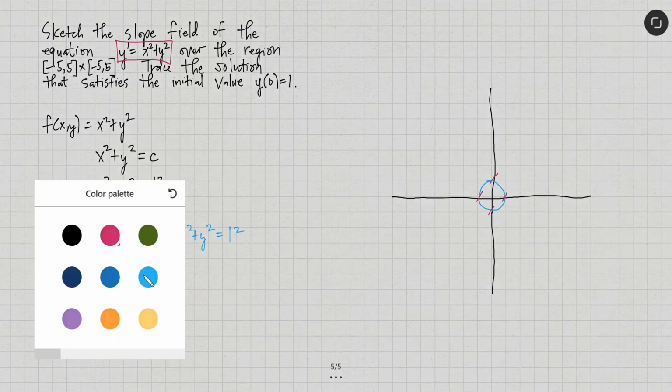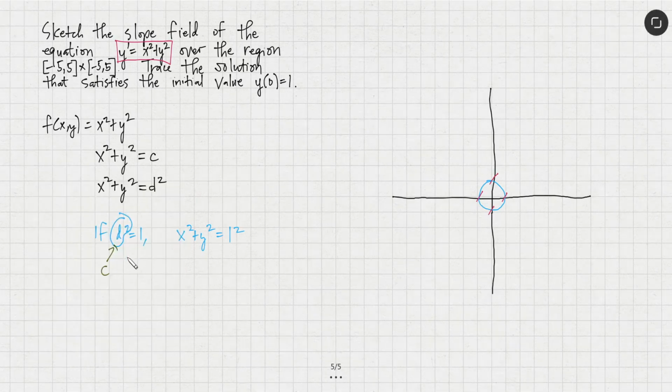Now, let's try d squared equals 4. So, if d squared equals 4, we will have x squared plus y squared, which is equal to 2 squared. So, that will be a circle of radius 2, centered at the origin. Okay.